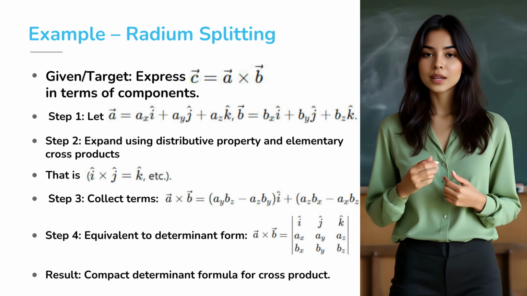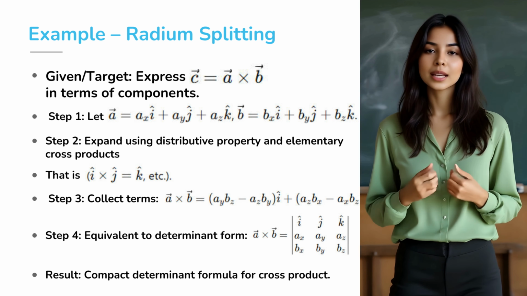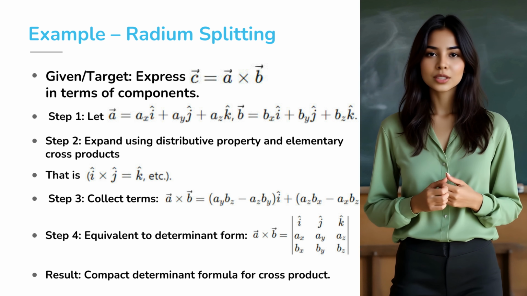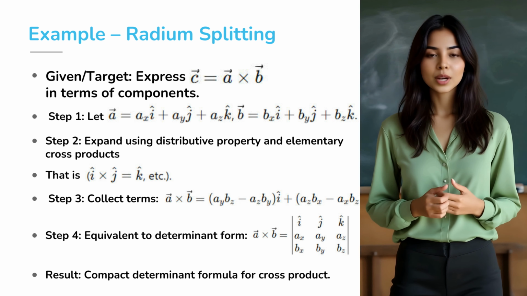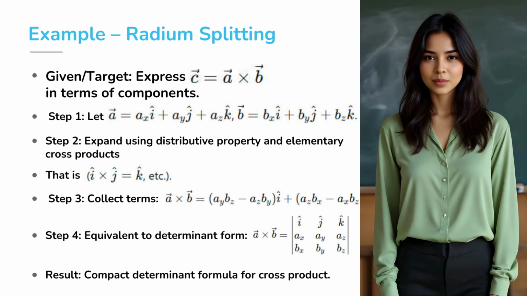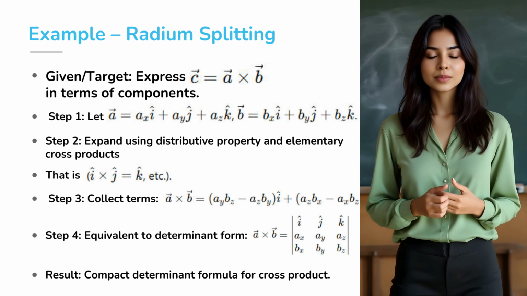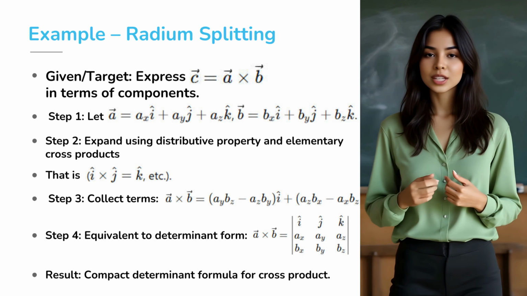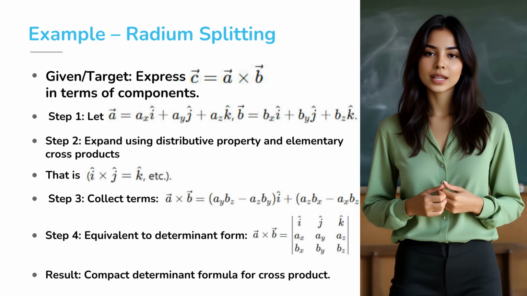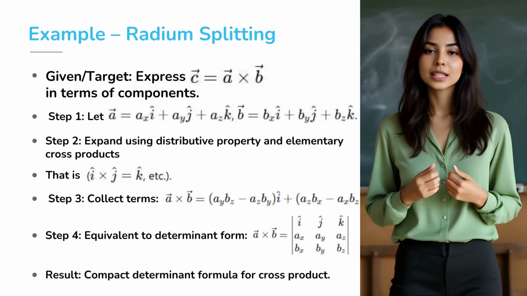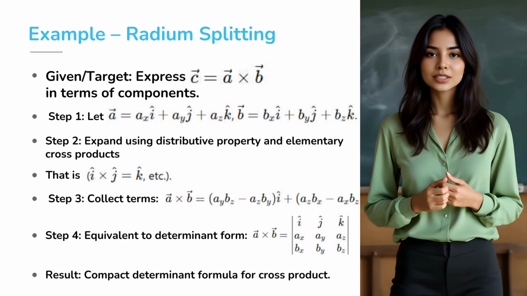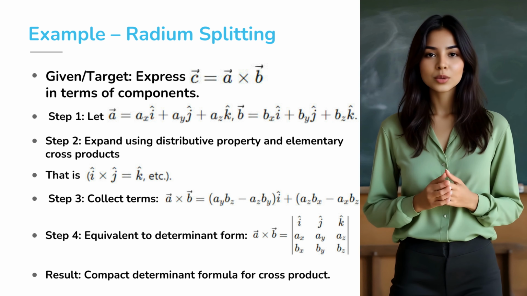Collecting terms gives A cross B equals (Ay Bz minus Az By) i hat plus (Az Bx minus Ax Bz) j hat plus (Ax By minus Ay Bx) k hat. Compactly, this is written as the determinant with i hat, j hat, k hat in the first row, Ax, Ay, Az in the second, and Bx, By, Bz in the third. This determinant form makes calculations quick and elegant.